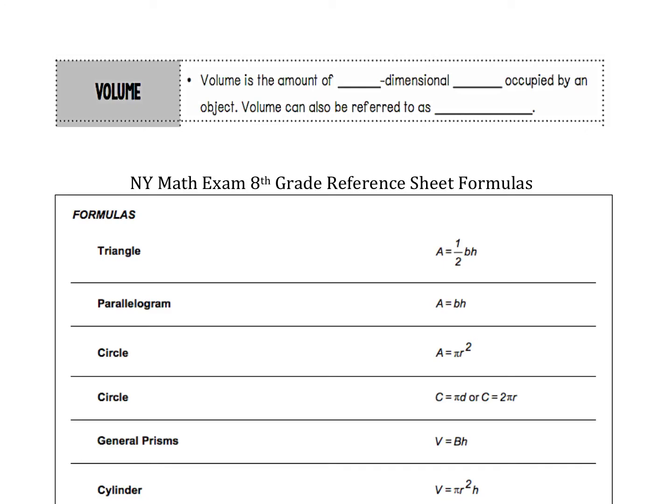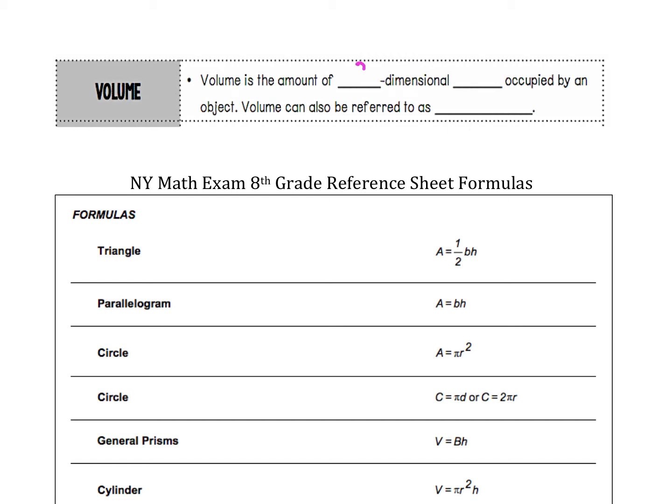Hello, today we're going to complete our volume review, which is the beginning of our new unit. So volume is the amount of three-dimensional space occupied by an object. Volume can also be referred to as capacity.